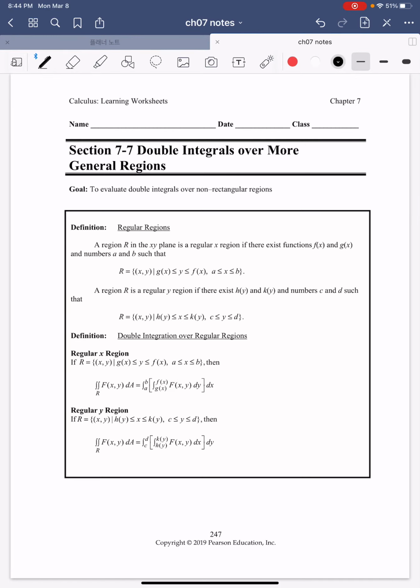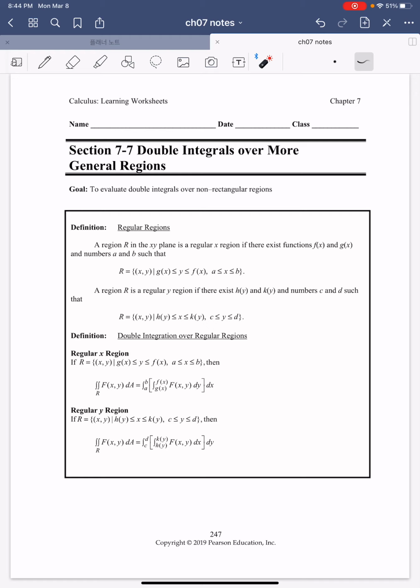In this video, we are going to go over section 7.7, double integrals over more general regions. In the last section, 7.6, we went over double integrals over a rectangular region. Now we are going to extend the idea and do a double integral, in other words, find the area over a non-rectangular region. So take a look at the definition.